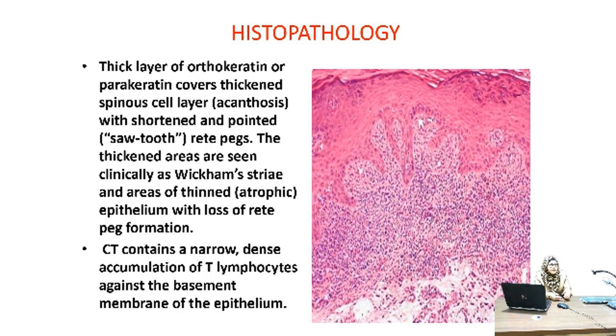There is an area of atrophied epithelium, which we see clinically as a red area, with loss of rete ridge formation. In the connective tissue, there is a dense accumulation of T lymphocytes against the basement membrane of the epithelium.